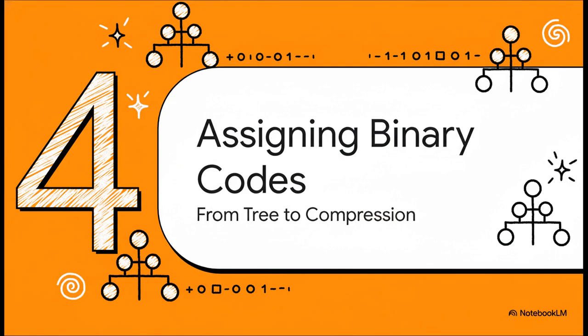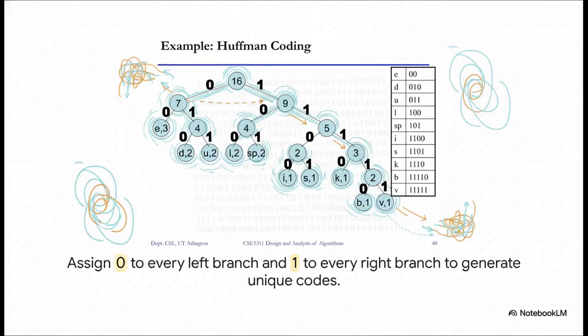Now that we have our finished Huffman tree, we can use its shape, its structure, to generate the unique binary code for each character. This is where we finally see the compression happen. So how do we get the codes from this tree? It's actually a super simple rule. Starting from the root at the top, anytime you go down a branch to the left, you write down a 0. Anytime you go down a branch to the right, you write down a 1. That's it. A character's final code is just the path of 0s and 1s it takes to get from the root all the way down to that character's leaf.